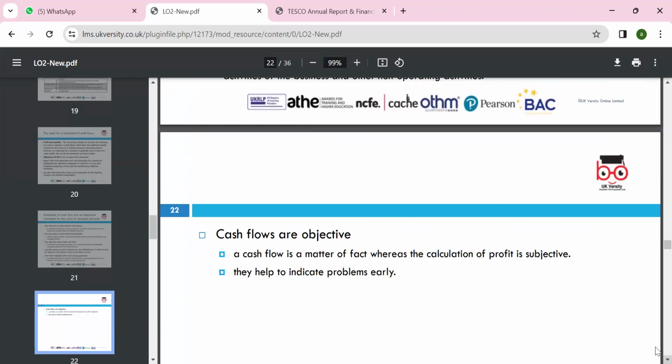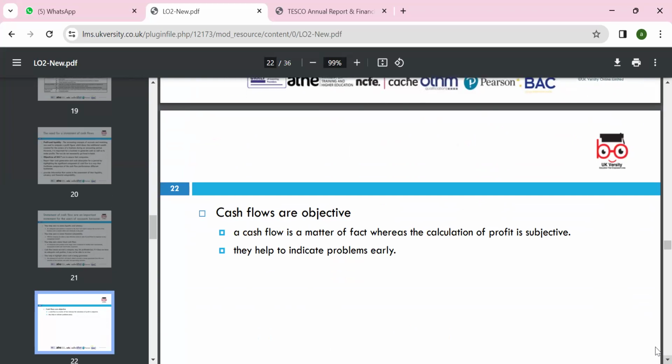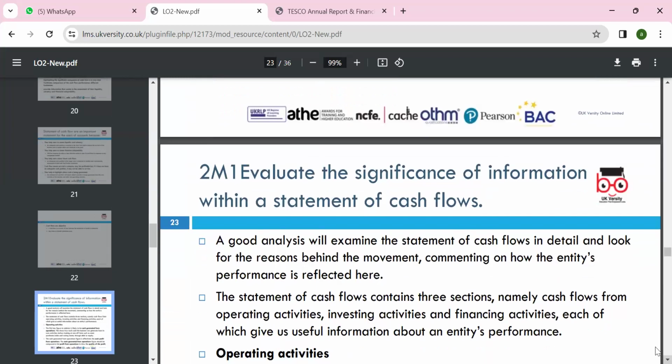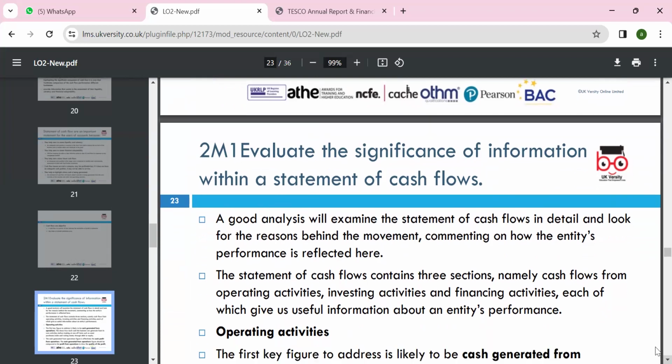Cash flow is objective, a matter of fact, whereas the conclusion of profit is subjective, we can indicate. It is quite good to evaluate the significance of the information within the statement. A good analysis will examine the statement of cash flow in detail, look at the reasons behind the movements, and comment on the entity's performance.